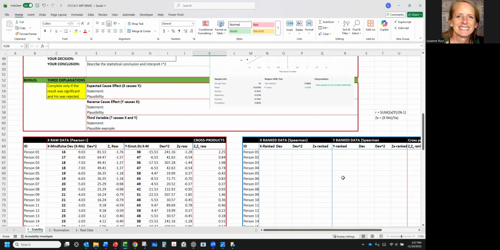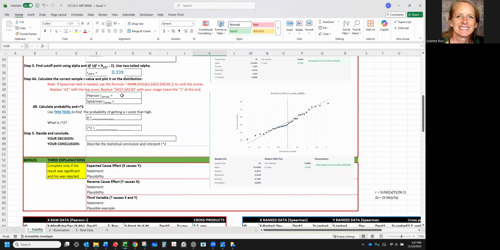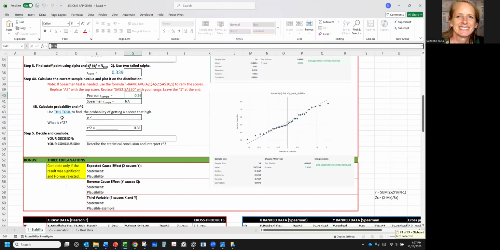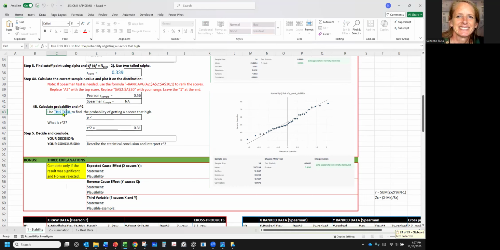So 0.56 and 0.31. First off, our r sample is 0.56, a moderate correlation. We don't have to do Spearman because we had a normal distribution. We are going to use that tool, but before that, I'm going to put in the 0.31 right here, which is the square of this. And then I'll talk to you about what this means. And let's use this tool to find out the probability level of getting an r score that high. Let me copy this down. And I'm going to click on the link to the tool.